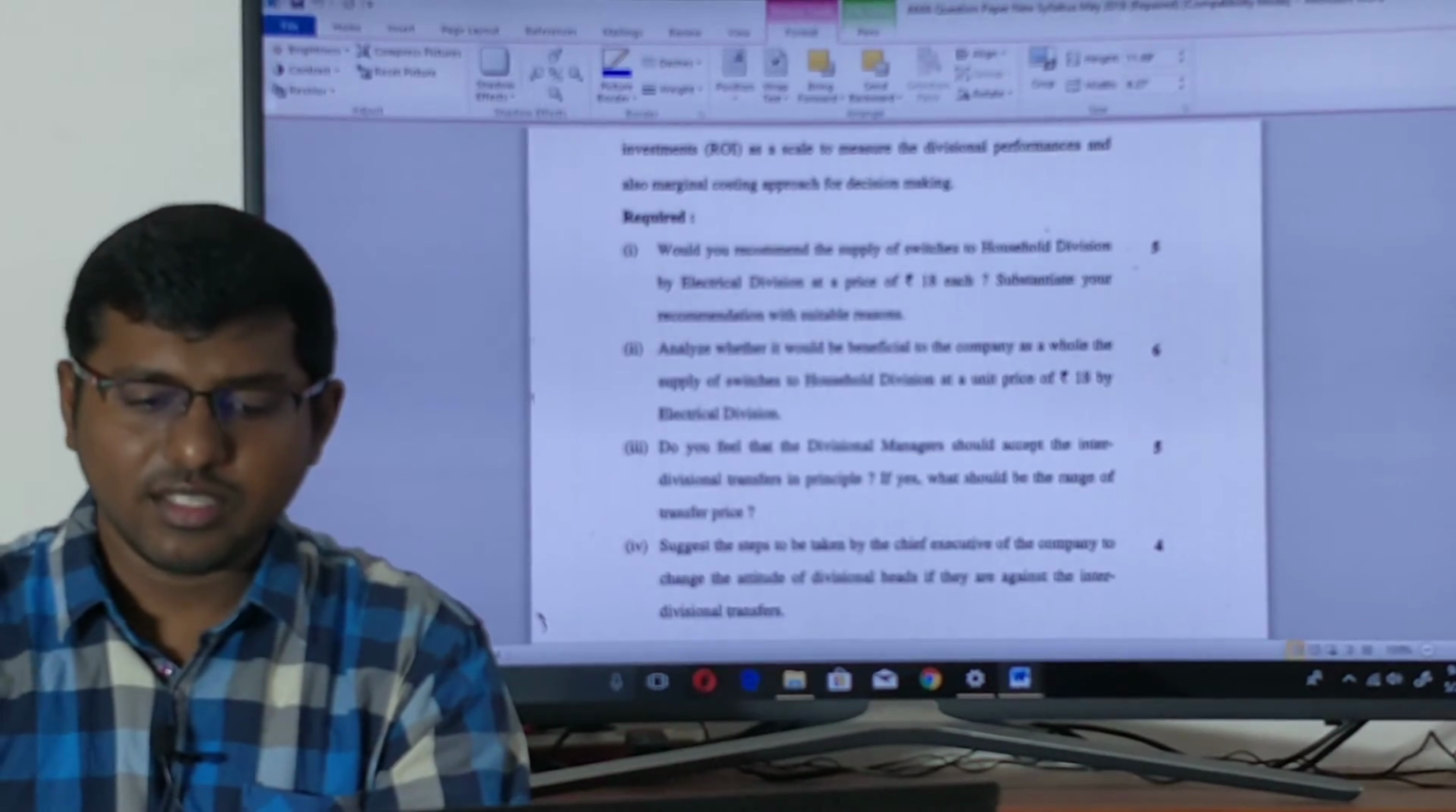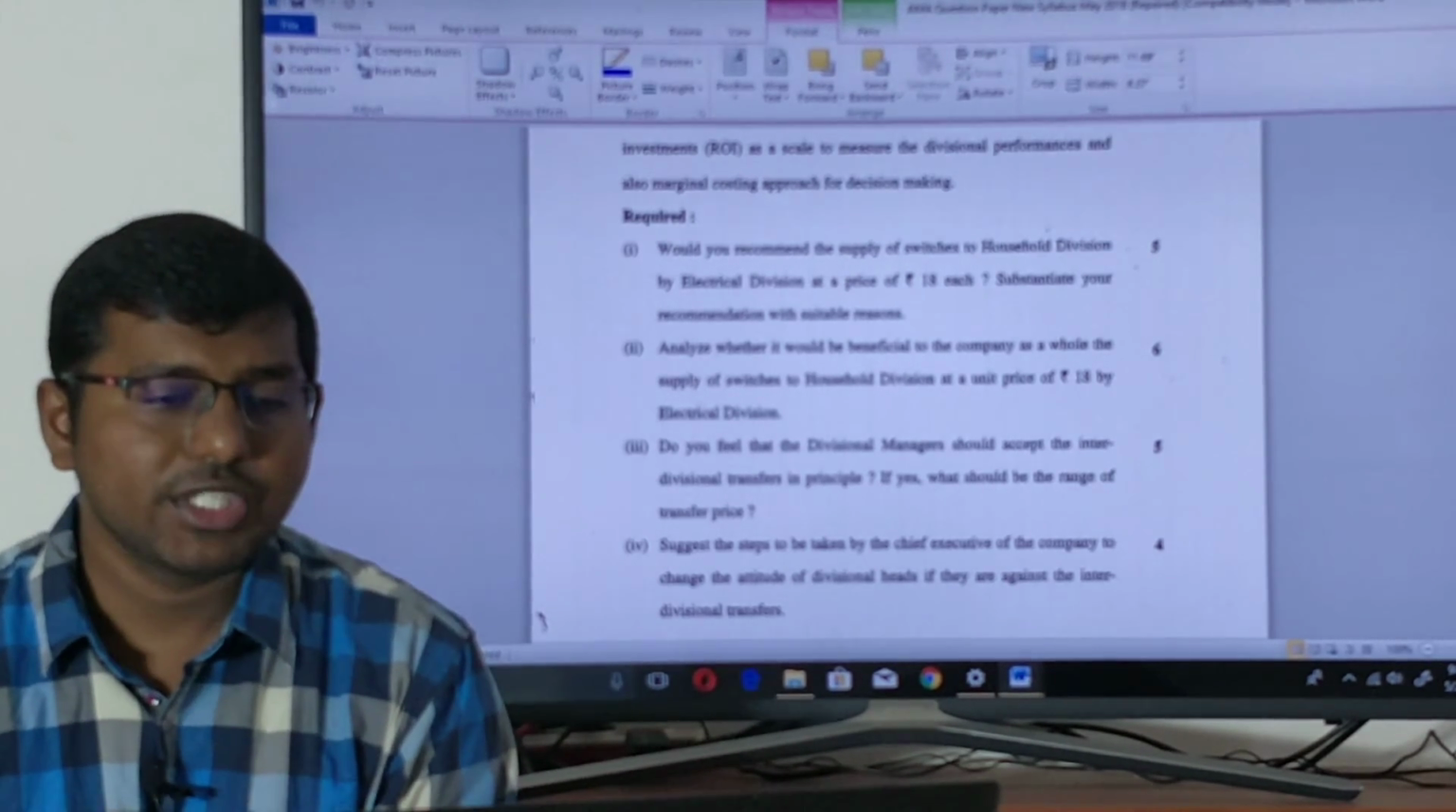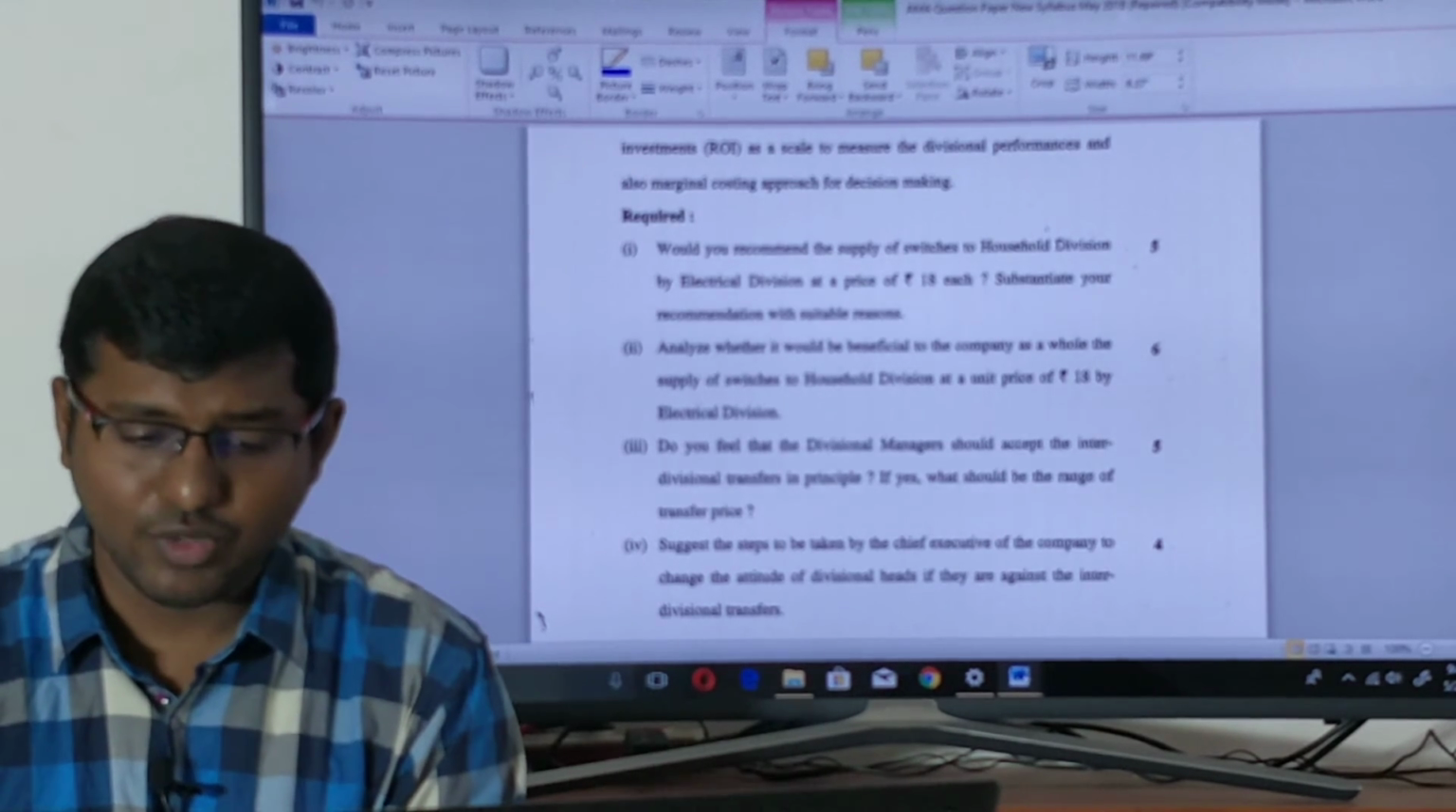Okay. Suggest the steps taken by the chief executive of the company to change the attitude of the divisional heads if they are against the internal divisional transfers.